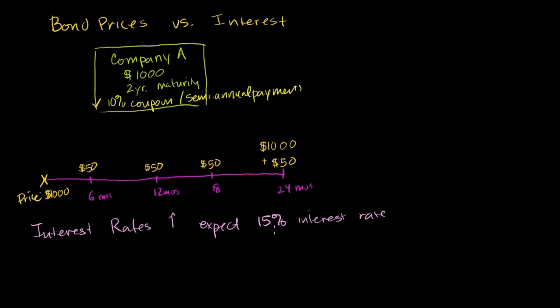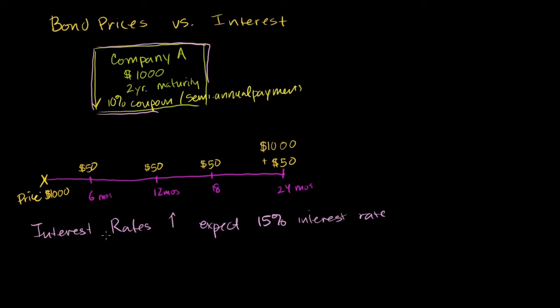Obviously, for something less risky, you would expect less interest in that. But for a company just like Company A, you would now expect a 15% interest rate. So interest rates have gone up. Now, let's say you need cash, and you come to me and you say, hey, Sal, are you willing to buy this certificate off of me? I need some cash. I need some liquidity. I can't wait for the 2 years for me to get my money back. How much are you willing to pay for this bond?